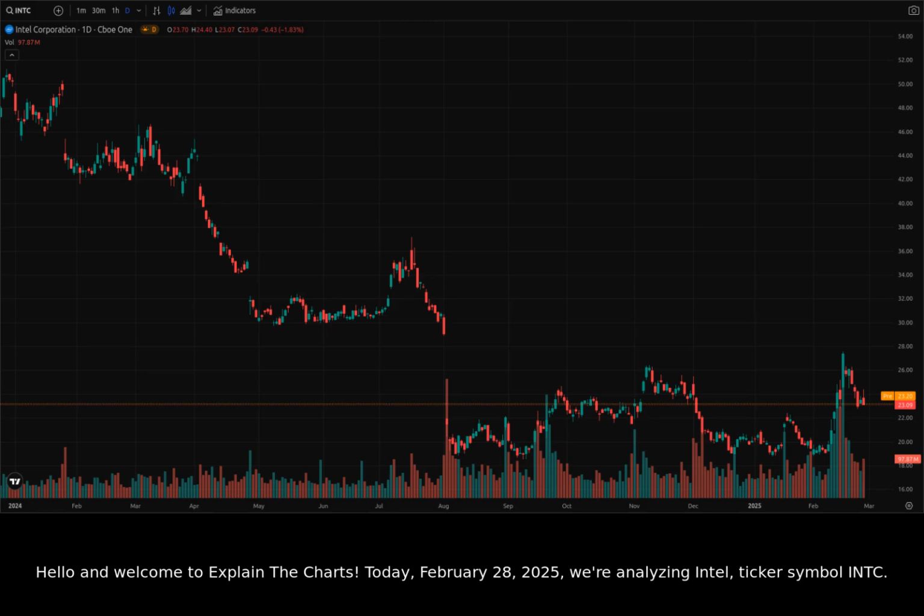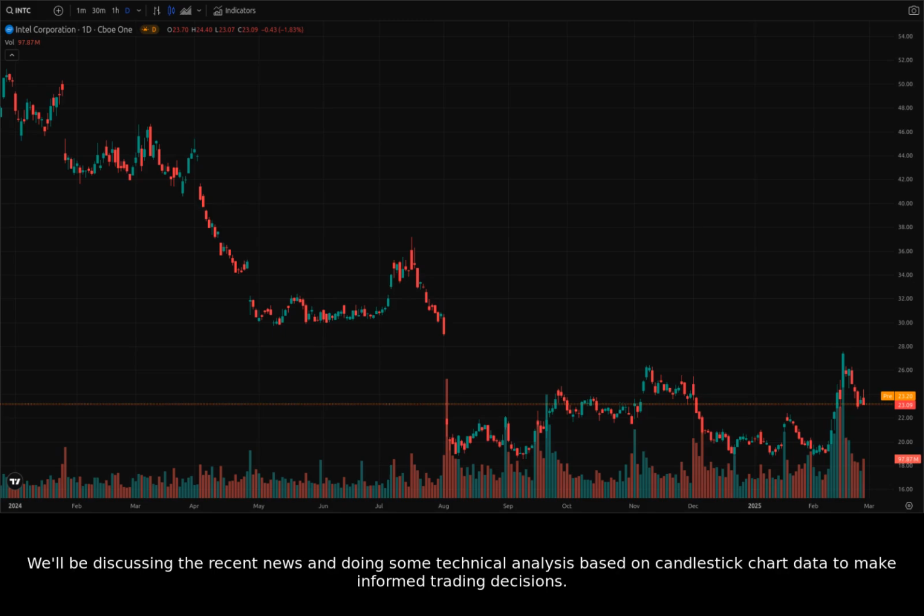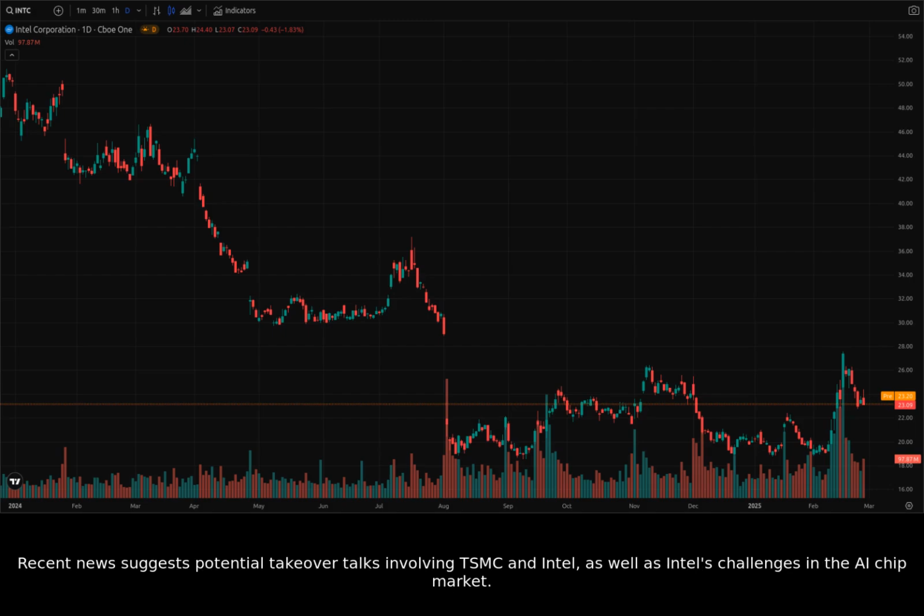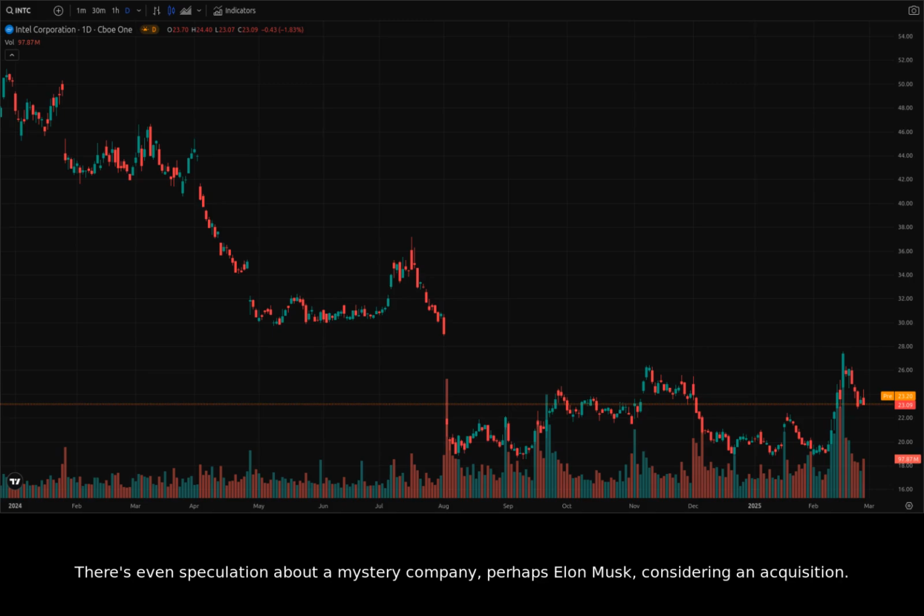Today, February 28th, 2025, we're analyzing Intel, ticker symbol INTC. We'll be discussing the recent news and doing some technical analysis based on candlestick chart data to make informed trading decisions. Recent news suggests potential takeover talks involving TSMC and Intel, as well as Intel's challenges in the AI chip market. There's even speculation about a mystery company, perhaps Elon Musk, considering an acquisition. We'll correlate these events with the recent candlestick data and movements of the stock.